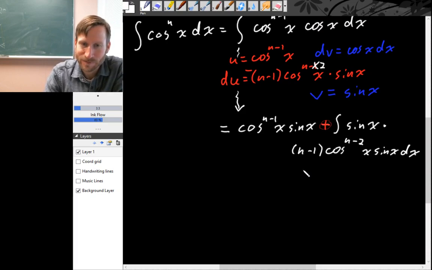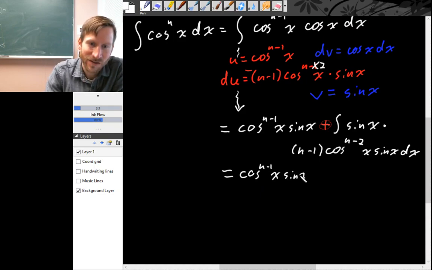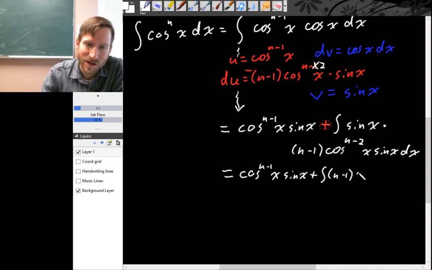Okay, now let's simplify this a little bit. We get cosine to the n minus first of x times sine of x plus the integral of n minus 1 times cosine to the n minus 2 of x times, and then we have 2 copies of sine in this integral, so that's sine squared of x dx.